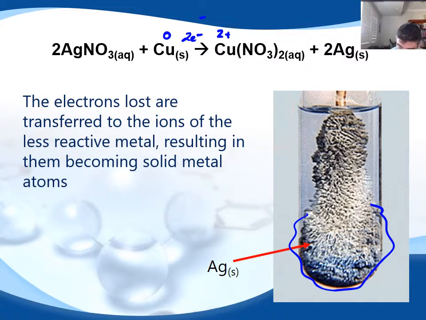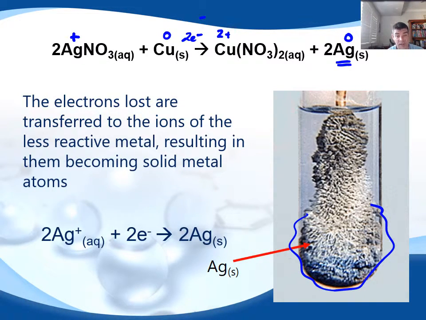They have to go somewhere. So what's happened is that the silver was a 1+, and now as it's a solid, it's a 0, so the silver has actually picked up those electrons and effectively has gone from being a cation to now a neutral atom, and it's now plating out in its elemental form.